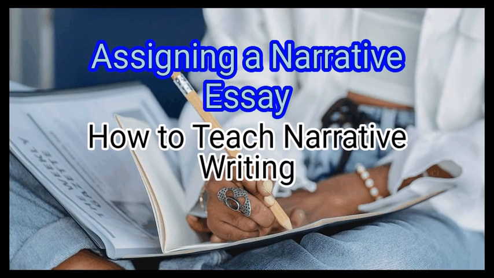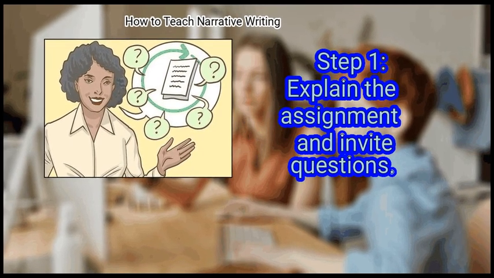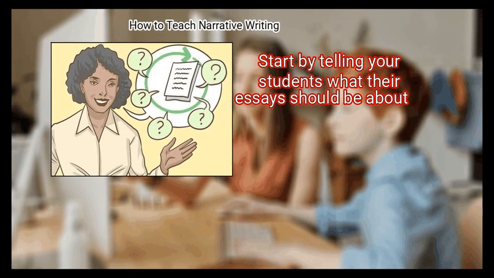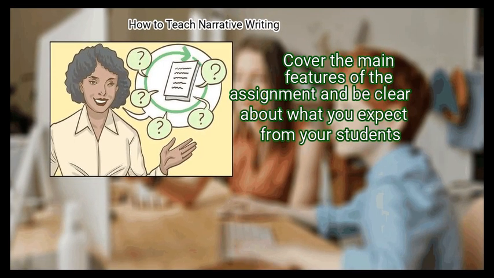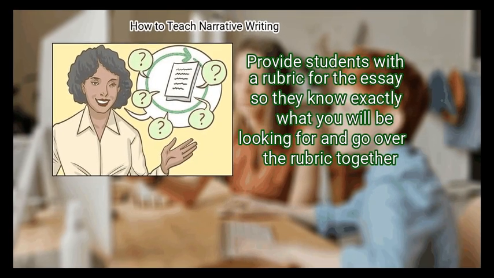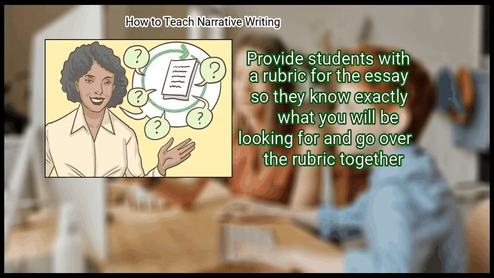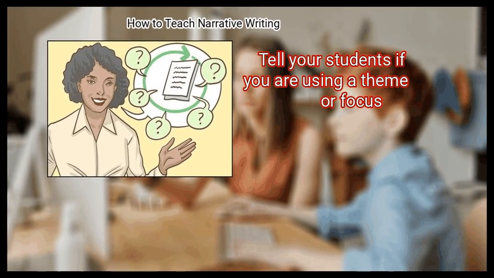Method 3. Assigning a narrative essay. First, explain the assignment and invite questions. Start by telling your students what their essays should be about. Cover the main features of the assignment and be clear about what you expect from your students. Provide students with a rubric for the essay so they know exactly what you will be looking for, and go over the rubric together. Tell your students if you are using a theme or focus.